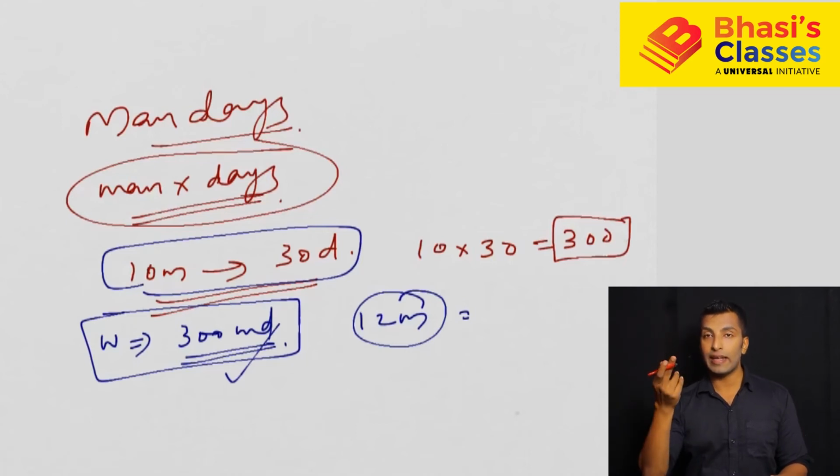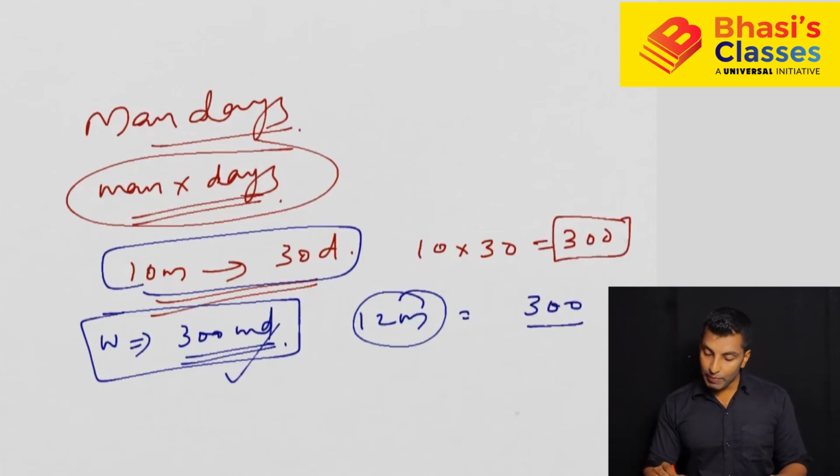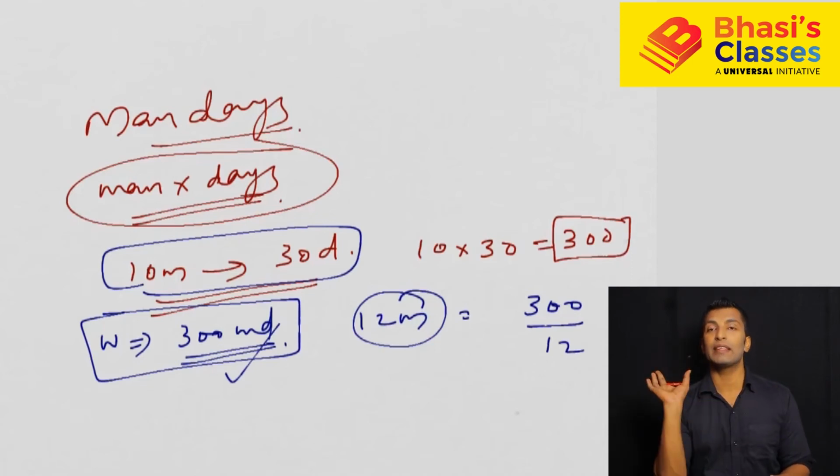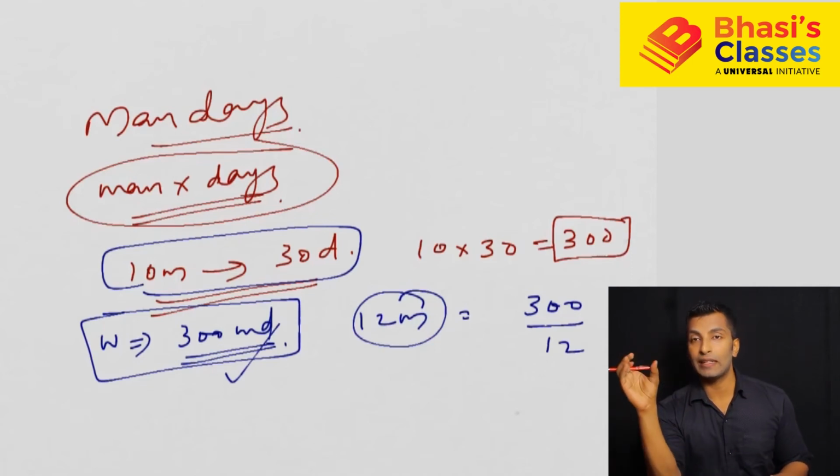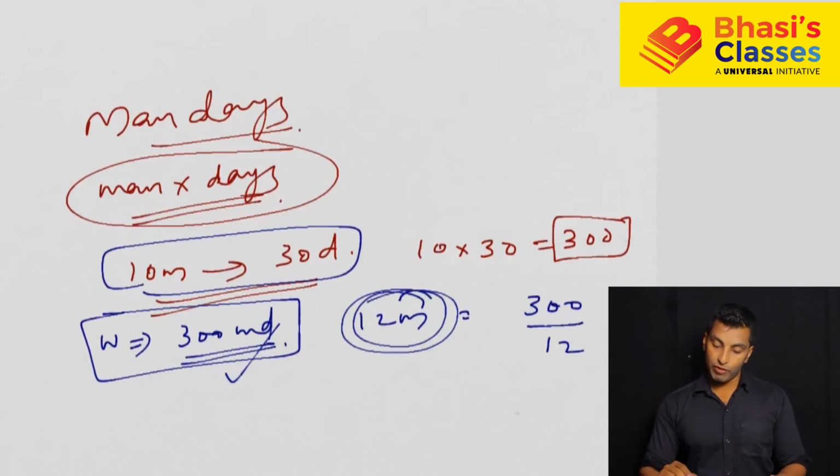So how many days will it take? 300 divided by 12, because man days remain the same. Man days means to complete the work you need this many man days, man into days. The number of men is given, 12, and man days you already know from the given information. So 300 by 12, you will get 25.